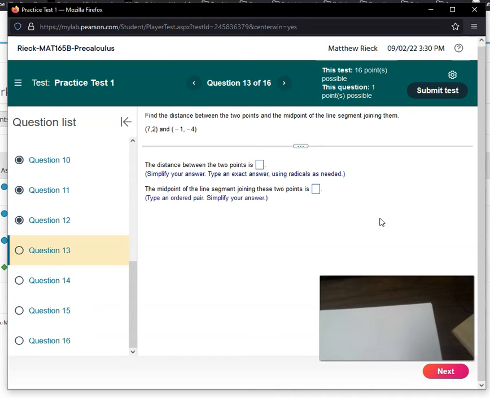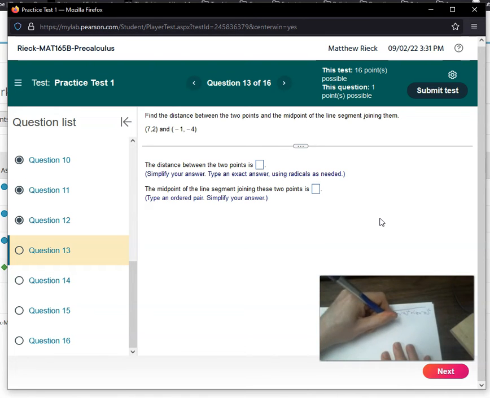So the next thing here is the distance and midpoint. These are just some formulas that you kind of need to have memorized for this exam. So the distance formula and the midpoint formula. Distance is going to be the square root of x2 minus x1 squared plus y2 minus y1 squared. So that's going to be your distance formula.